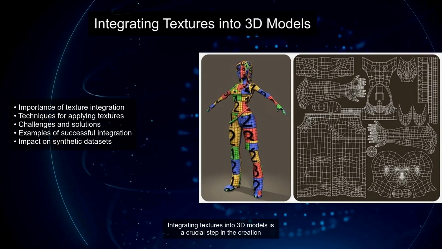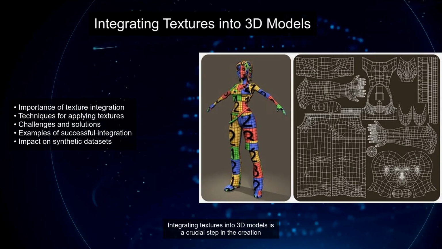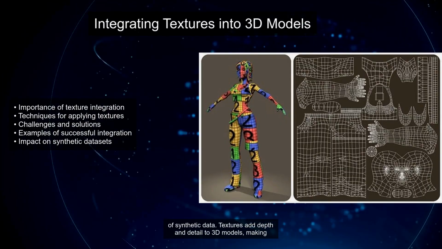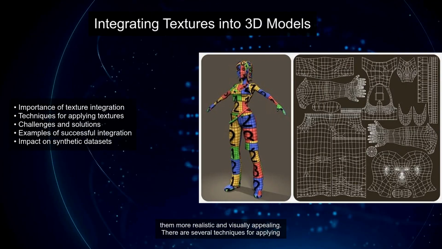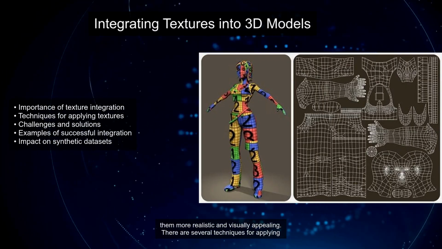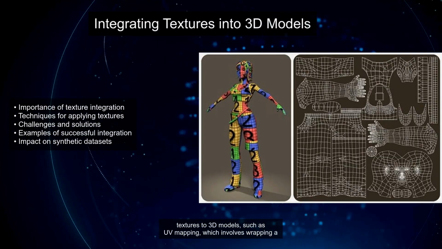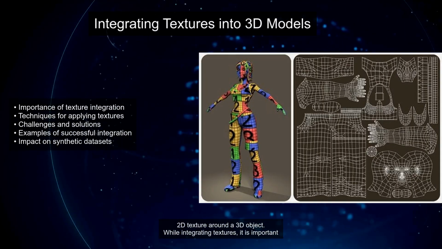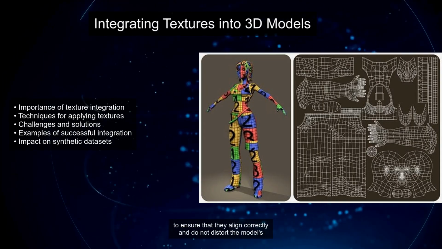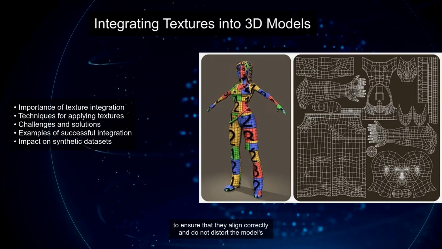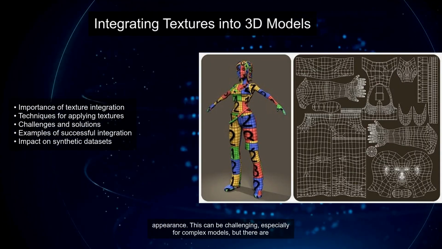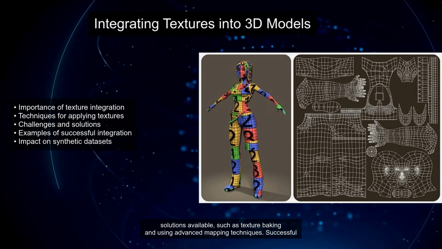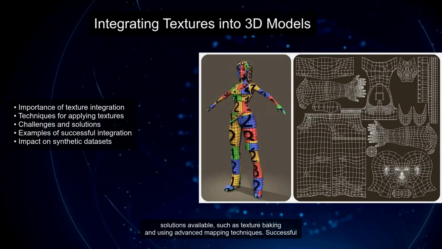Integrating textures into 3D models is a crucial step in the creation of synthetic data. Textures add depth and detail to 3D models, making them more realistic and visually appealing. There are several techniques for applying textures to 3D models, such as UV mapping, which involves wrapping a 2D texture around a 3D object. While integrating textures, it is important to ensure that they align correctly and do not distort the model's appearance. This can be challenging, especially for complex models, but there are solutions available, such as texture baking and using advanced mapping techniques.